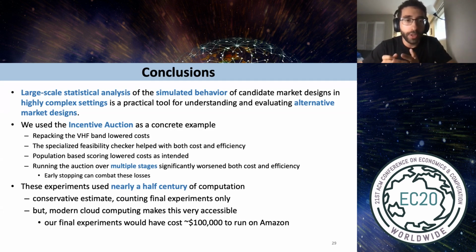These experiments used about half a century of computation. That's only including the final experiments. Of course, I messed up many times and had to rerun them, so you want to double, triple, quadruple this number a bit. But on modern cloud computing, that's actually pretty accessible. Our final experiments maybe would have cost about $100,000 to run on Amazon. That's not nothing, but given the scale of the auction, that's totally within reach.